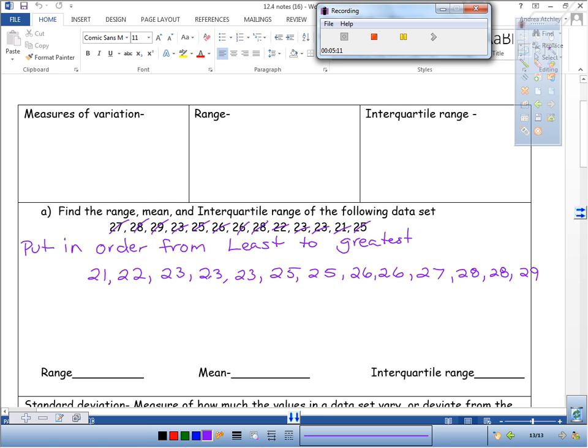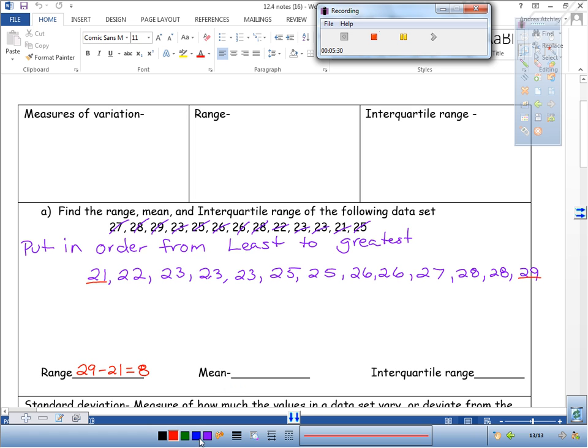Okay, now the range is just the distance from our smallest number to our biggest number. So it's 29 minus 21, which is just 8. So the range of my Olympic athletes' ages is 8. That means my data is really close together. All of my data, in this case, falls in the 20s.